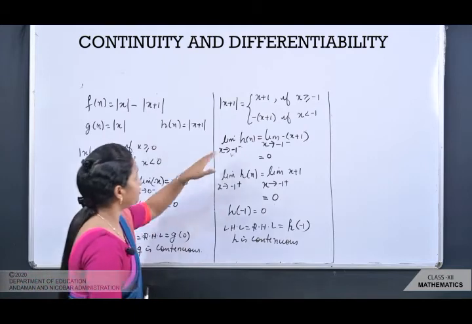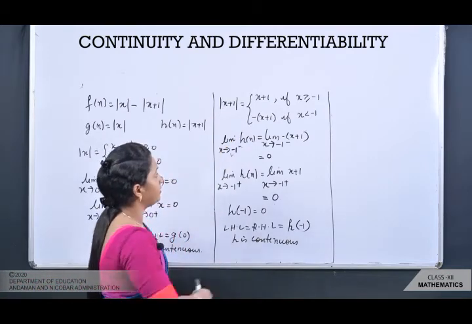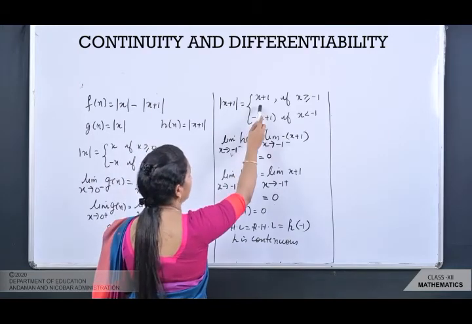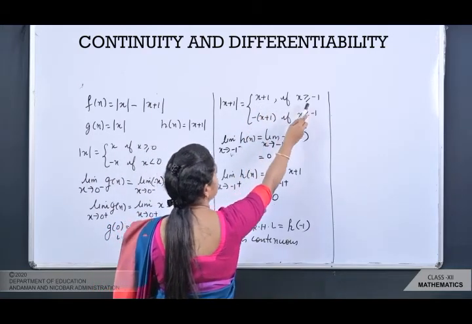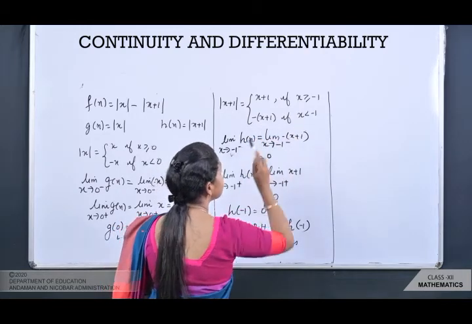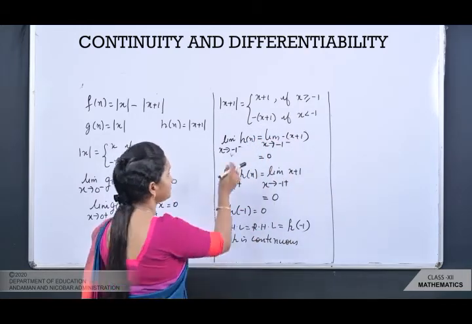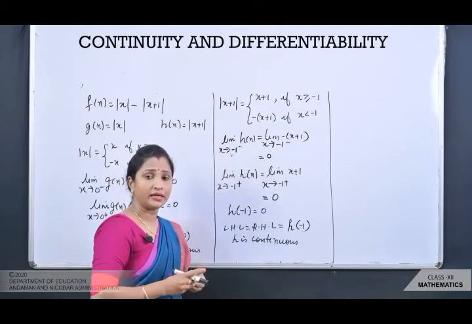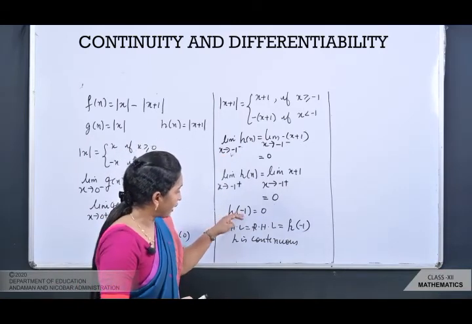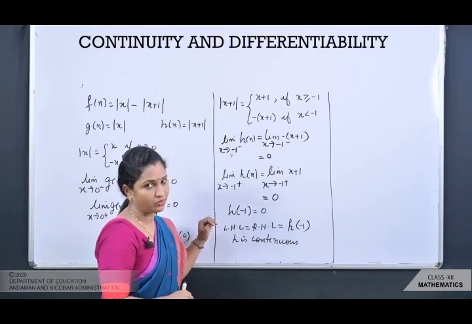Correct. Now when you find modulus of x plus 1, again if you apply the definition of mod, you are going to get what? x plus 1 if x is greater than or equal to minus 1, minus of x plus 1 if x is less than minus 1. So again I am going to apply the condition: left hand limit I will find, right hand limit I will find, and then I will find the value of the function at that particular point.